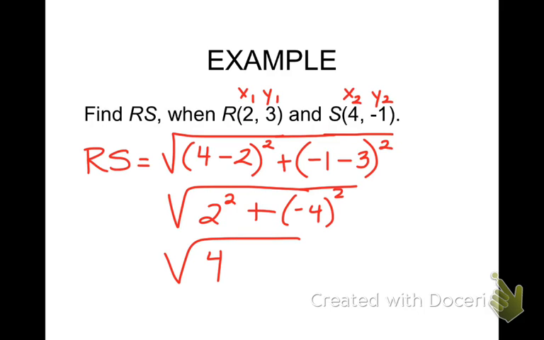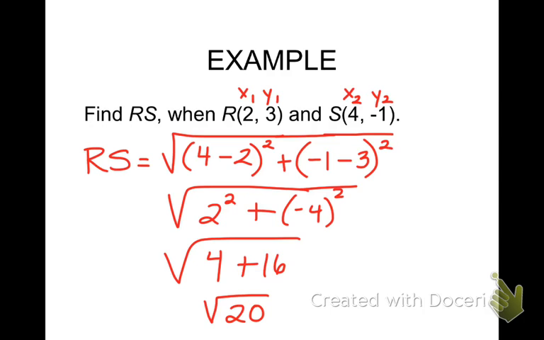2 squared is 4. Now be careful here. These always should end up positive answers, right? Because squaring a negative should always make it become a positive. If you write a negative down here in this third line, it means you do not do that correctly. Negative 4 squared is 16. 4 plus 16 is 20. Is that a perfect square?